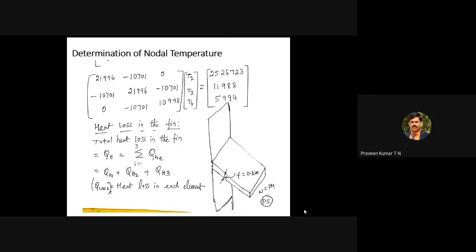So already we have done this problem. Now I am concentrating more on how we can apply the boundary condition. This is the fin. There are two types of cooling system for automotive: one is air cooling and one more is water cooling. Almost all two-wheelers available in the market have air-cooled engines.